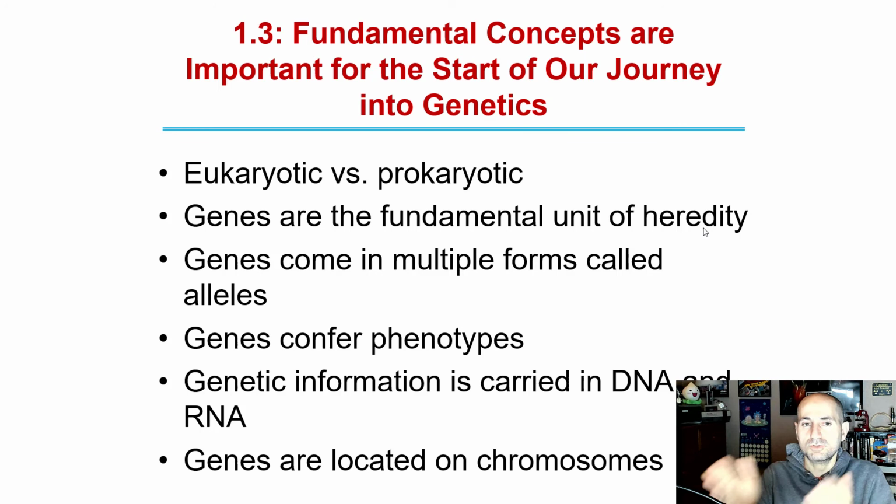And your body has like 25,000 different genes, give or take. Those genes code for proteins. Those proteins have jobs. Those proteins are enzymes. Those proteins are transporters. Those proteins are structural. Those proteins are involved in cell division. Those proteins are involved in cell fusion. Those proteins are involved in signaling. Those proteins can be involved as receptors. Those proteins can be a host of different things, okay?